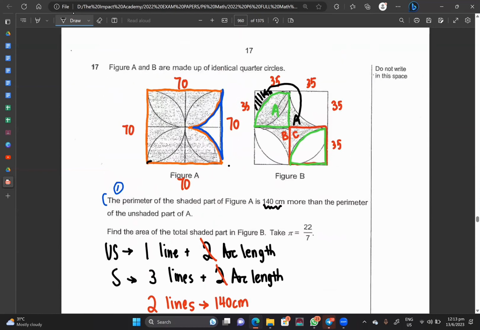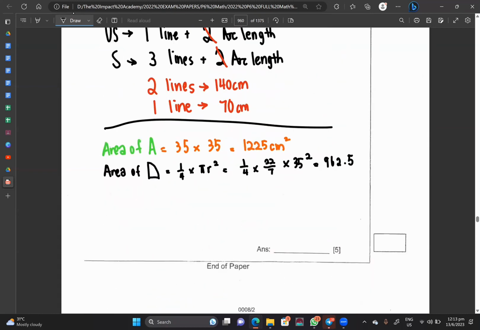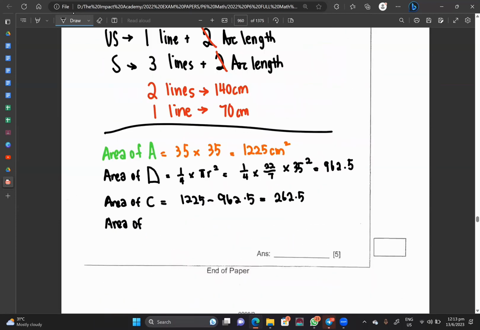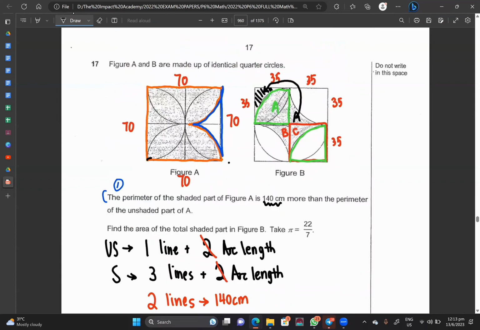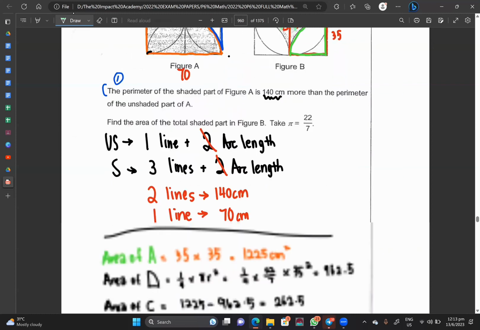So now I can find C. I can simply say that the area of C is equal to 1225 minus away 962.5, and I'll get 262.5. Fortunately, the area of B is also the same, so we write 262.5. Now that I have found out everything, I'm going to put a tick here. I found B, I found C, I found A, I found A. What I can do is add all of them up together.